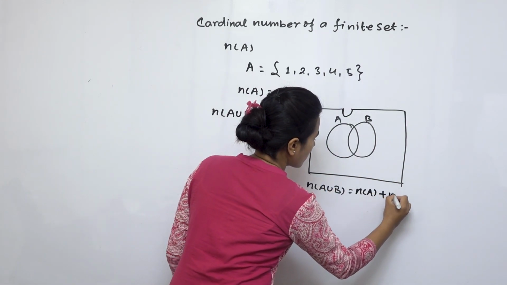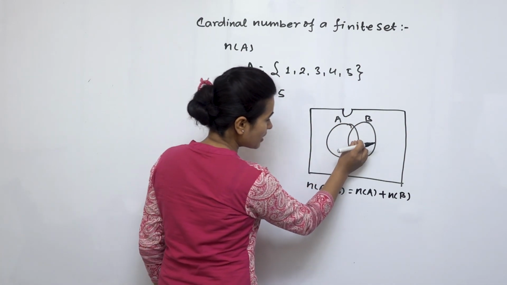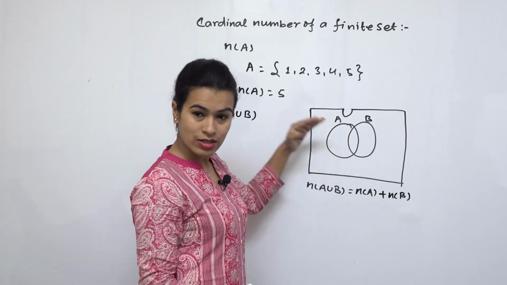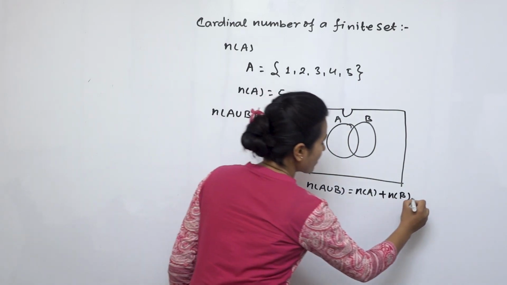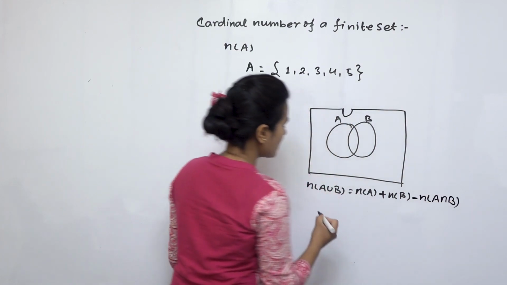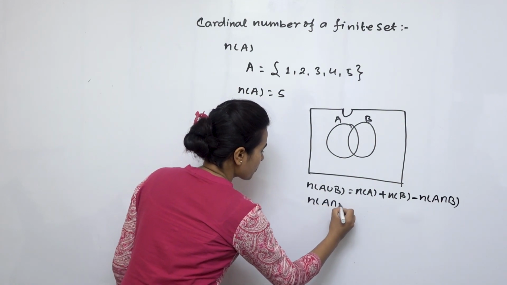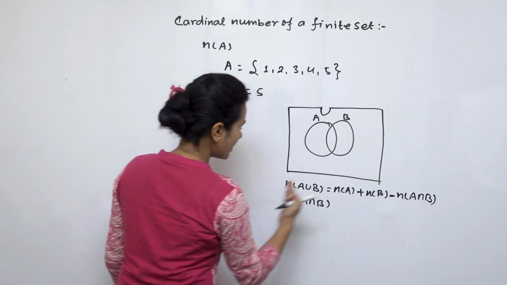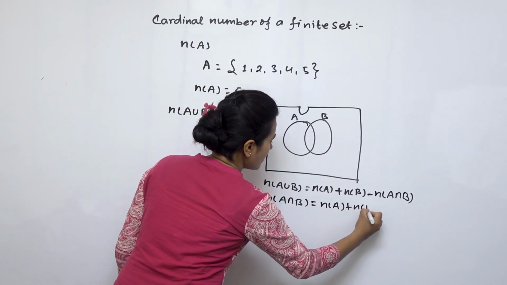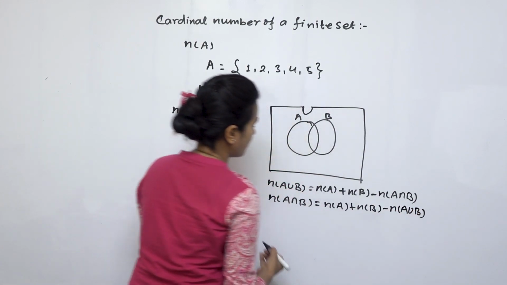plus n(B). While adding n(A) and n(B), we have counted this middle part twice. This middle part means the intersection of A and B. So we need to subtract it once: minus n(A intersection B). Similarly, to find the value of n(A intersection B), we bring A intersection B in front. Then n(A) plus n(B) minus n(A union B).